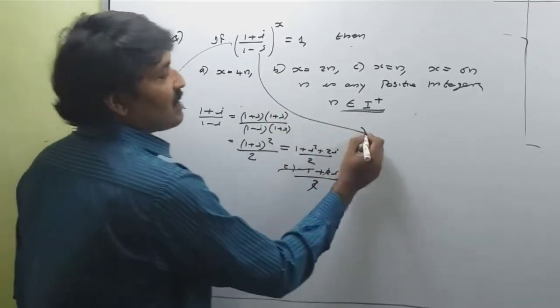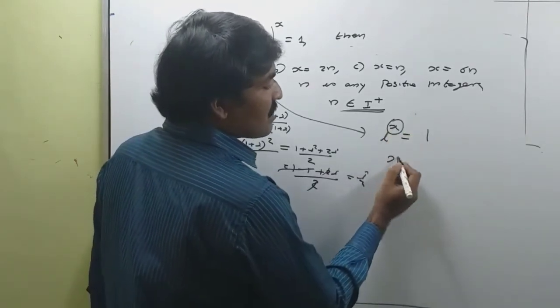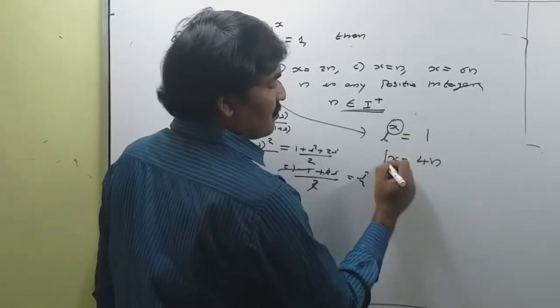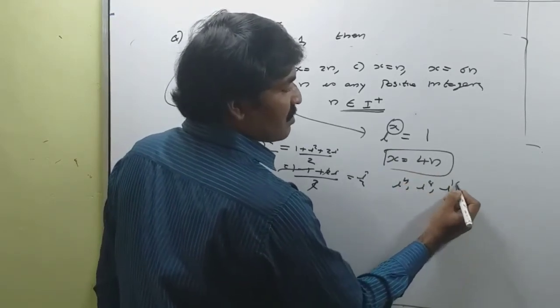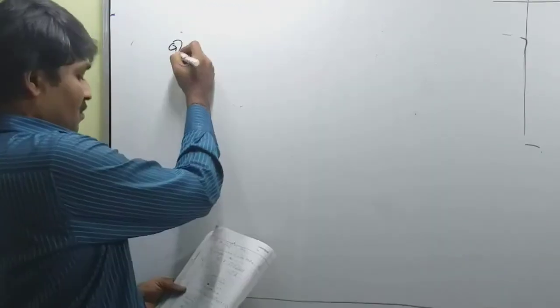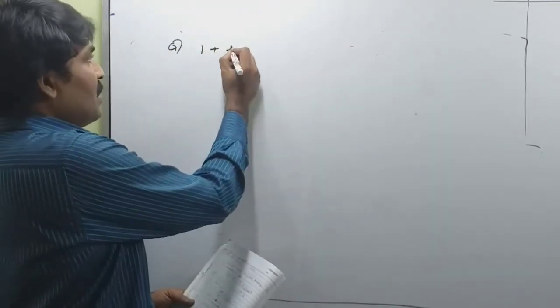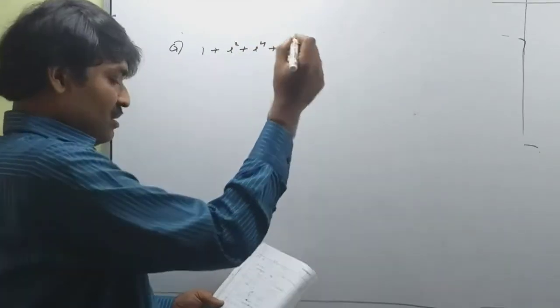So this implies i raised to x is equal to 1. So x is equal to 4n, since i raised to 4, i raised to 8, i raised to 16, etc. is equal to 1. So answer is A. 1 plus i square plus i raised to 4 plus i raised to 6.